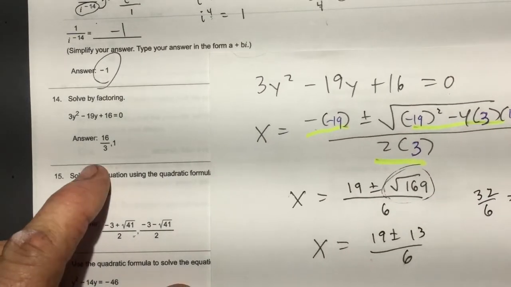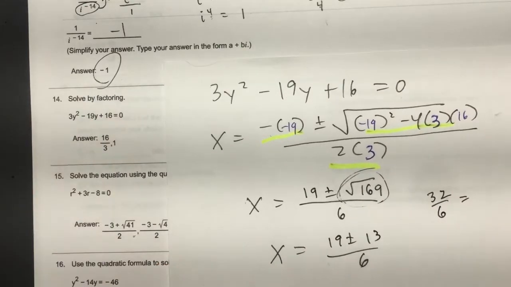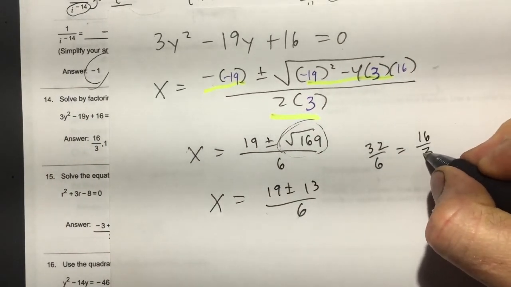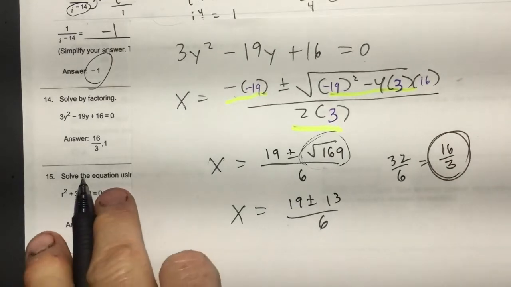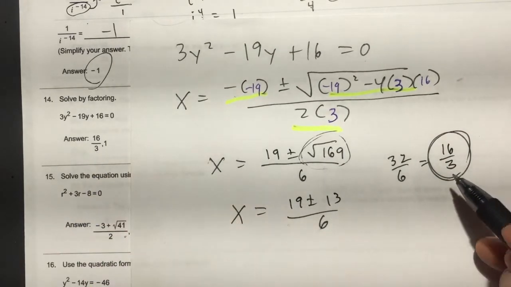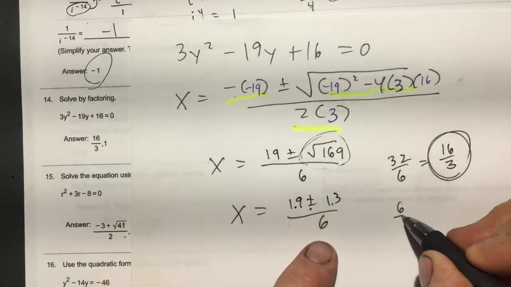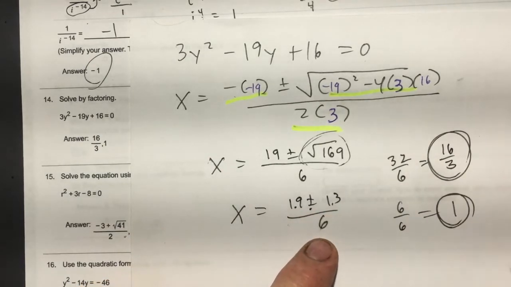I think it wants fractions. Yeah, they always want fractions. It doesn't say it. This is going to be 16 over 3. So there you go, there's one. I think we got that right. Now, 19 minus 13 is 6, divided by 6, which is 1. And there's the other answer.